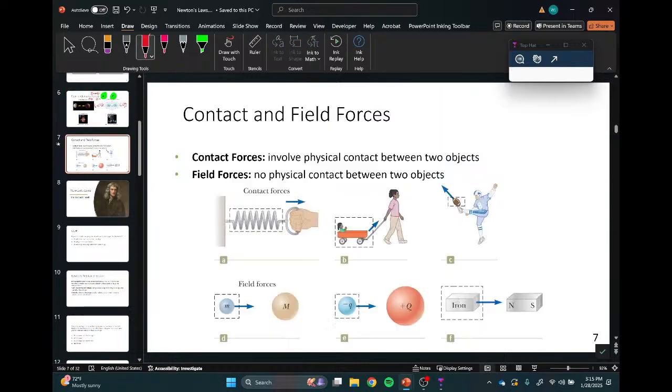All right, great. This slide, whatever, contact forces, field forces. In our class, we will consider things touching, but fundamentally they don't.